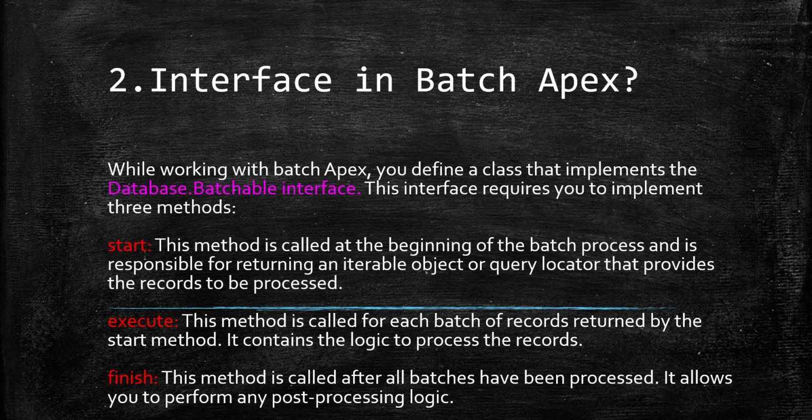The start method is called at the beginning of the batch process, and it is responsible for returning an iterable object or query locator that provides the records to be processed.